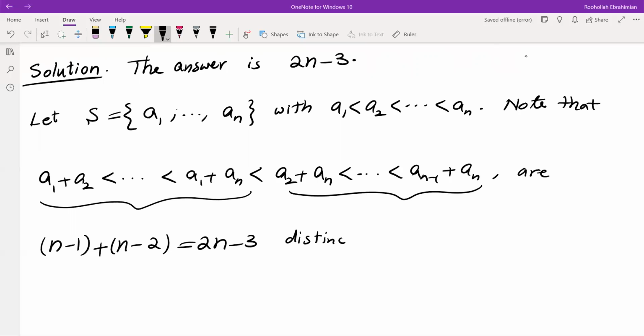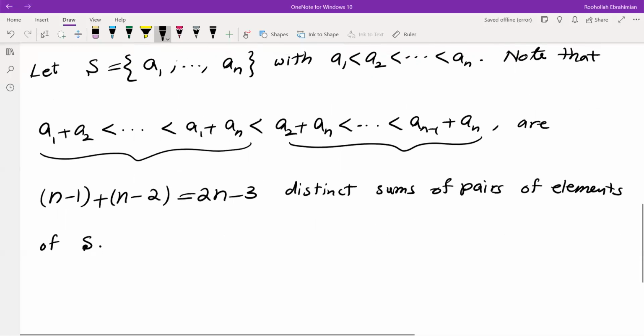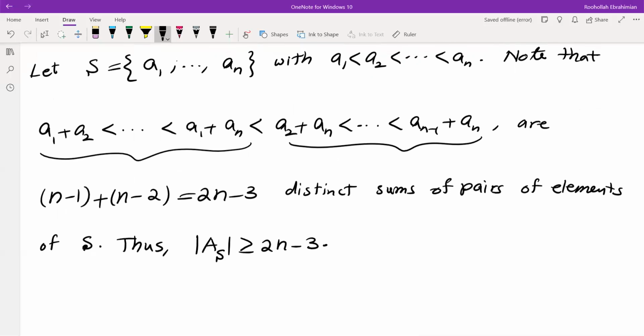Distinct sums of pairs of elements of S. Thus, A sub S has at least 2n minus 3 elements.